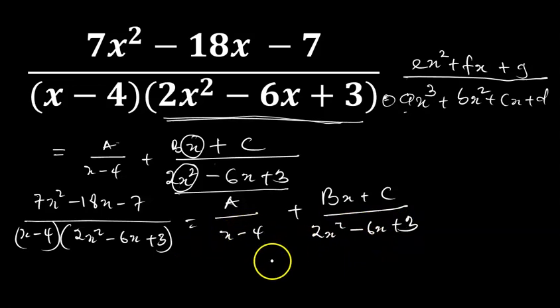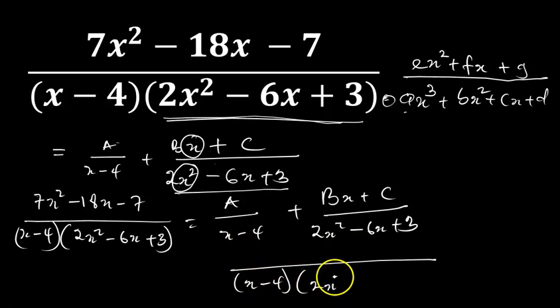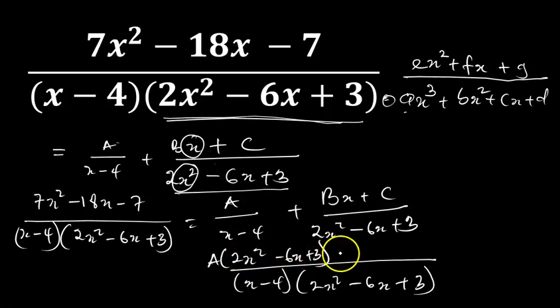Now I'll be looking for the LCM of this side, so I can express this as taking an LCM, (x minus 4) into (2x squared minus 6x plus 3). Now x minus 4 in this, I'll be left with 2x squared minus 6x plus 3, that will be a into (2x squared minus 6x plus 3). Now for b, 2x squared minus 6x plus 3 in this expression, I'll be left with x minus 4. So I have (bx plus c), all in brackets, into (x minus 4).